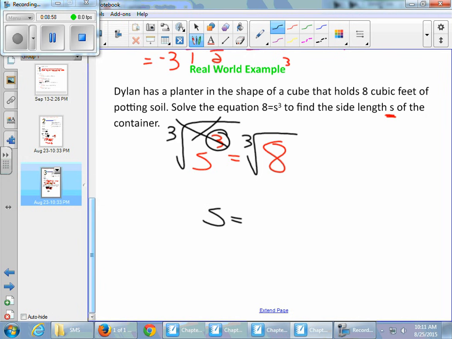Now we're looking for the cube root of 8. Well, what times itself 3 times gets us 8? 2 times 2 is 4. That's 1. That's 2 2s. That's 8. That's our 3rd. It is 2.